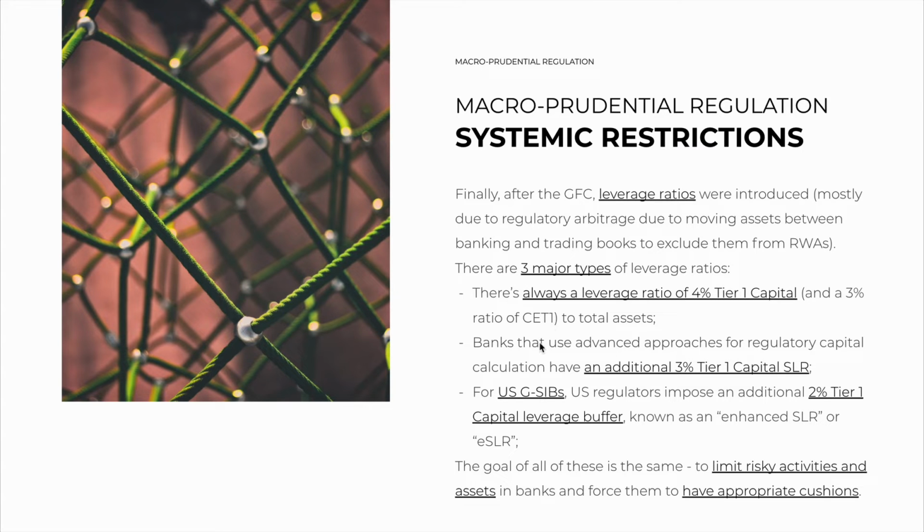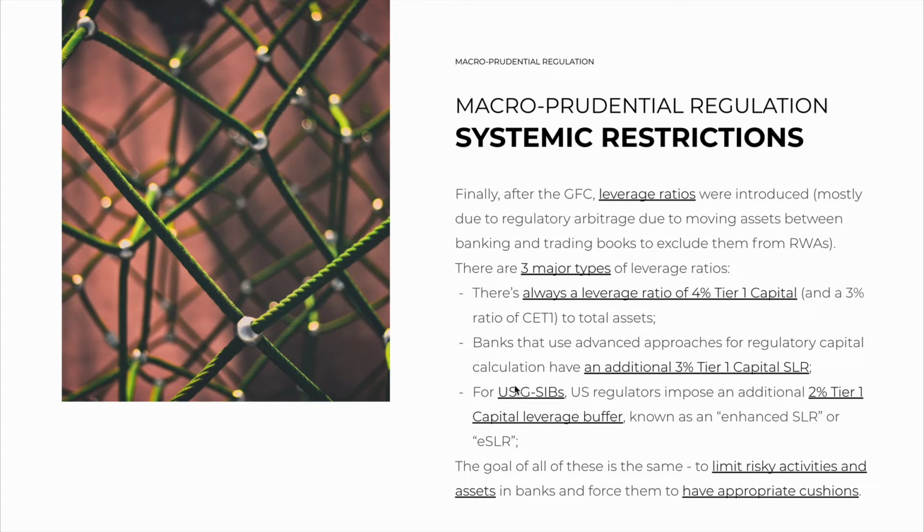Then we have another leverage ratio just for banks that use advanced approaches for regulatory capital calculation, that is, internal models approaches. This is in contrast with the basic indicators or standardized approaches, which use external data from a table. So any bank using internal models has an additional leverage ratio of 3% of Tier 1 capital to their total assets. So in our scenario, if a bank has 100 billion in total assets and they use advanced approaches, they need an additional 3 billion of Tier 1 capital.